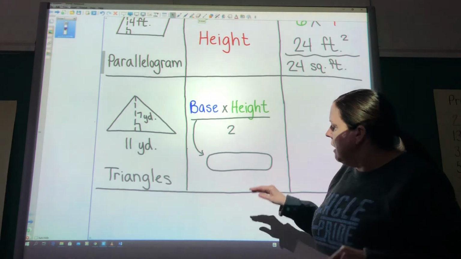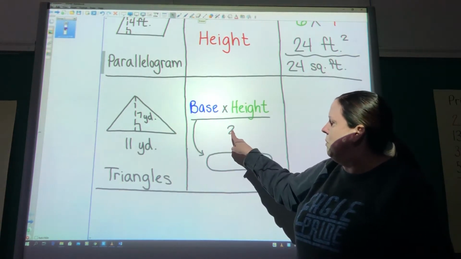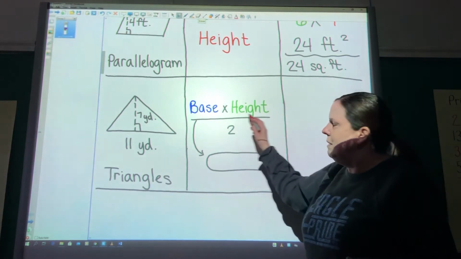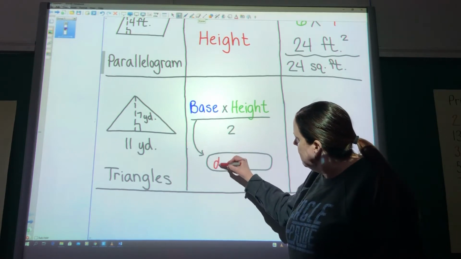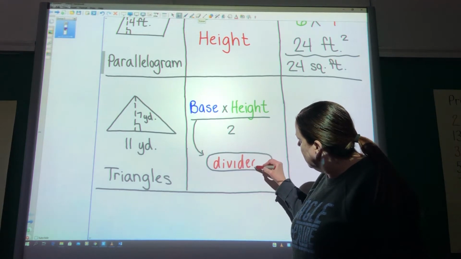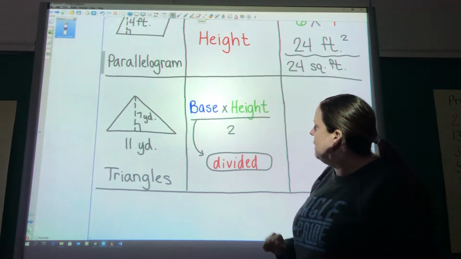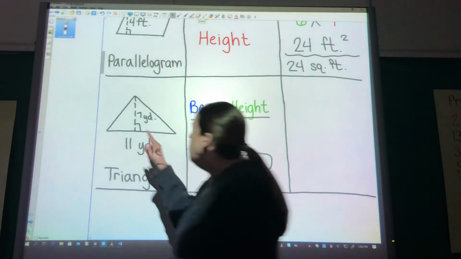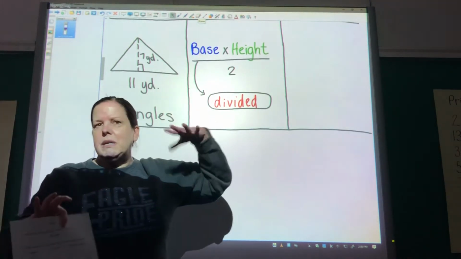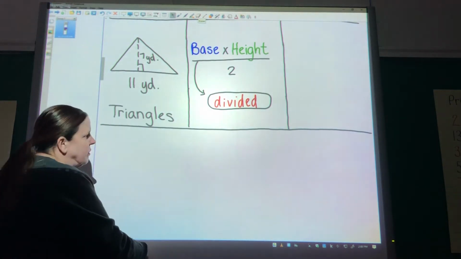So the area for triangles is base times height over 2. Now if you remember, when you have this fraction line, that fraction line means divided. So it is base times height divided by 2. Now I do want to show you one other way that you might see it. I just prefer this way because it makes more sense to me, and when I look at it, to me, it is easier. You might also see it this way.